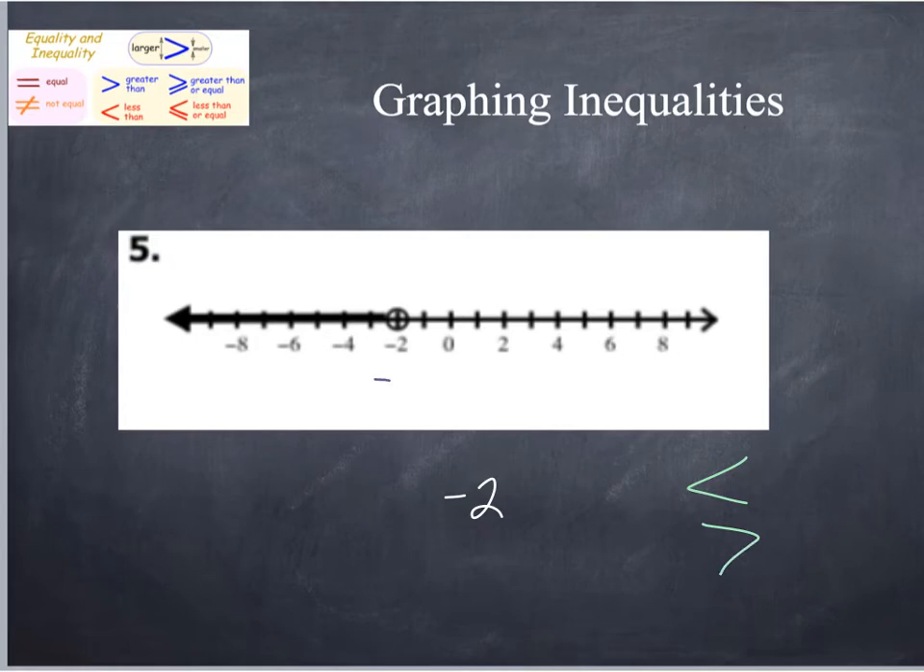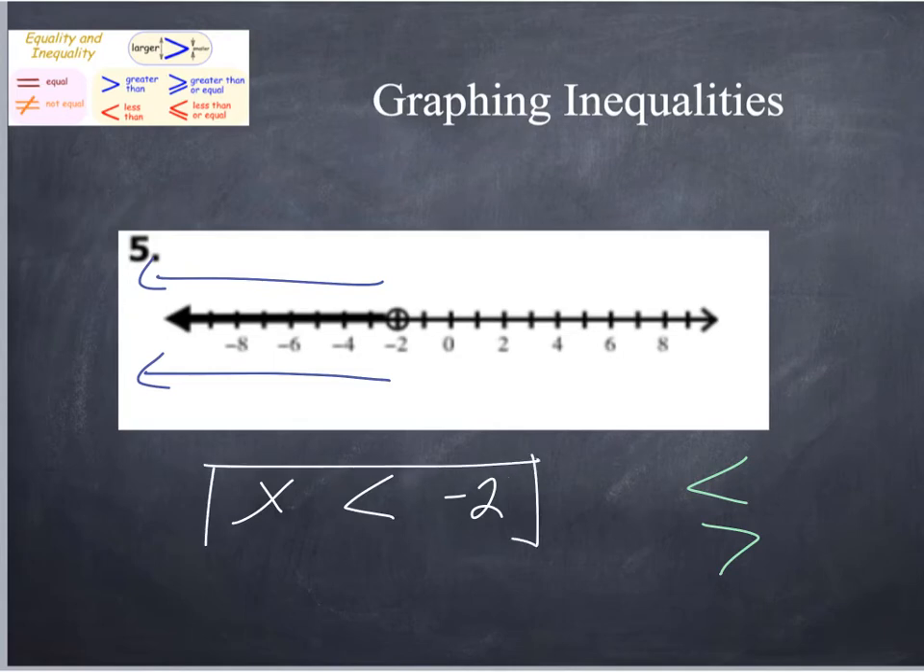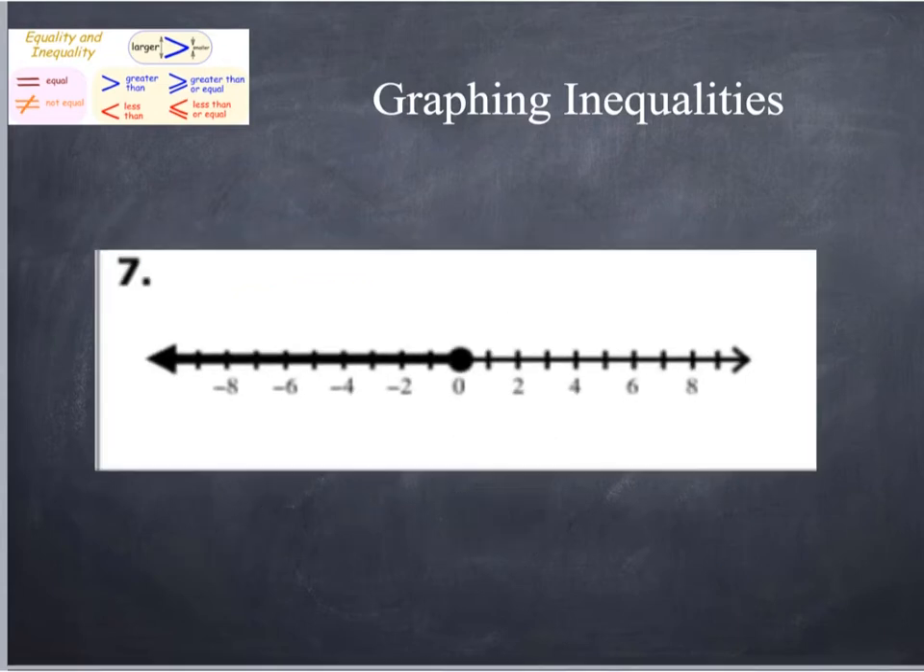Well, if we look at this, we are going to the left. These are numbers that are all smaller than -2. So, because of that, we know our answer must be anything smaller than -2. X has to be less than -2. And that would be how you would go about writing an inequality given a graph.